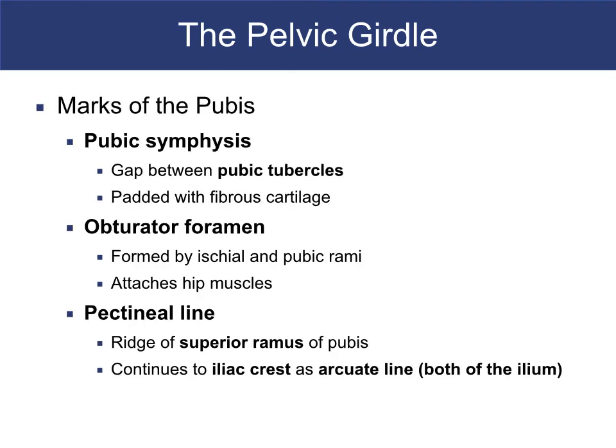Pubic symphysis is where the two pubic bones meet. Obturator foramen is the big hole I've already pointed out to you. Pectineal line is a ridge along the superior ramus of the pubis, and that is located right here, at the top of the pubis.